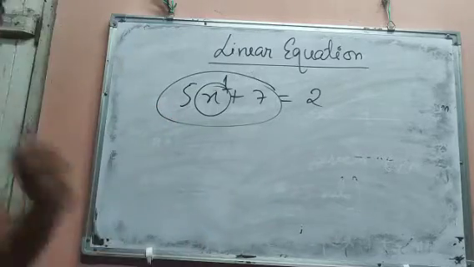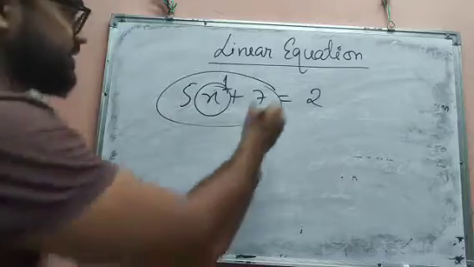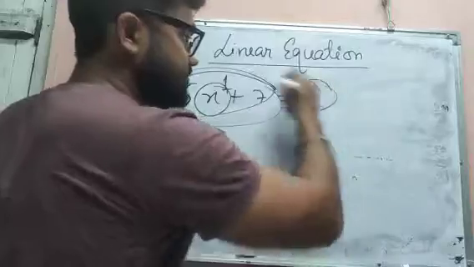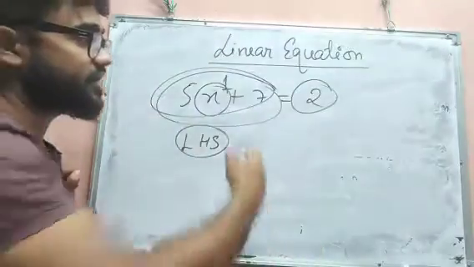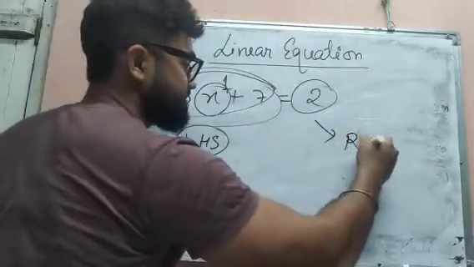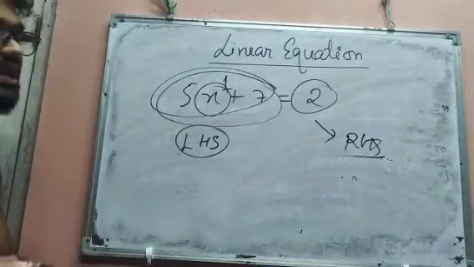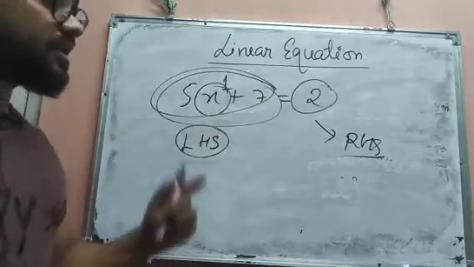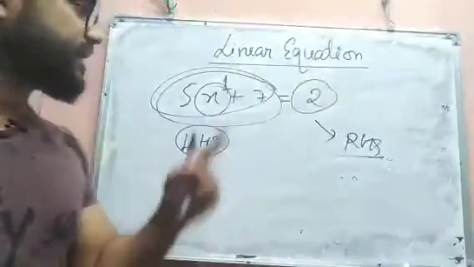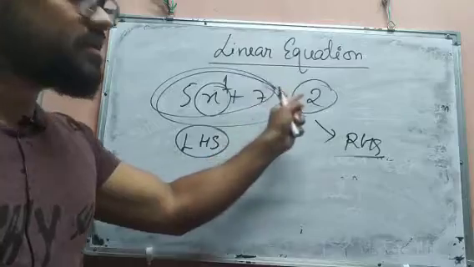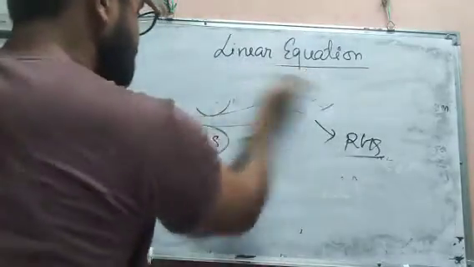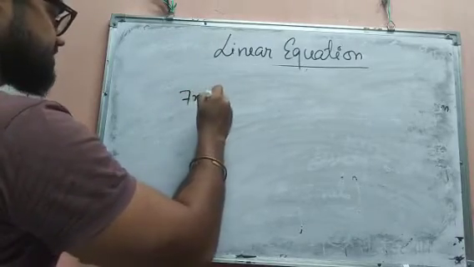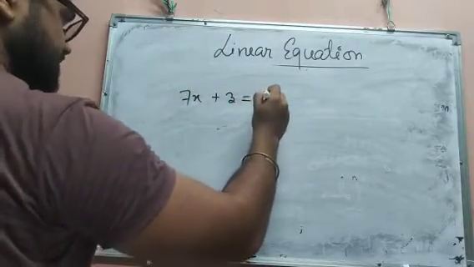Okay, now in a linear equation we have two parts. This part is called the left hand side, and this part, which is right after the equal sign, is known as the right hand side. Okay, and for every linear equation there is only one unique solution. Suppose you have given like that, 7x plus 3 equal to, say, 10.